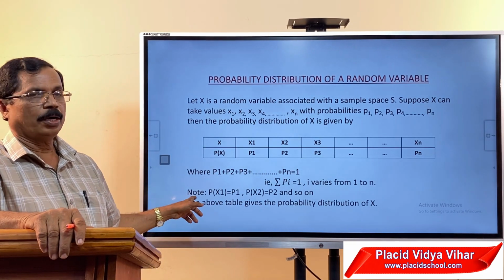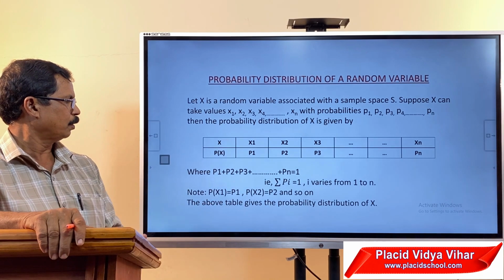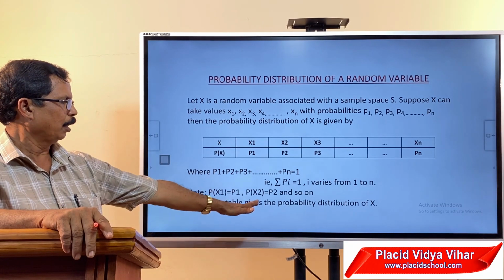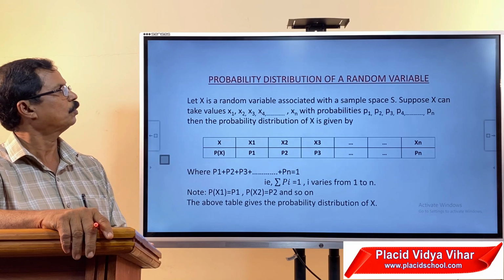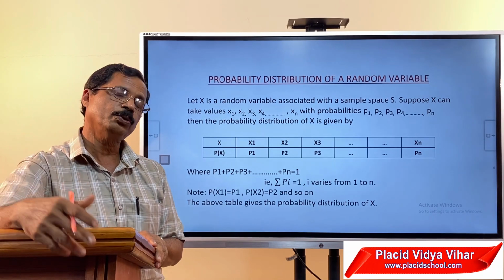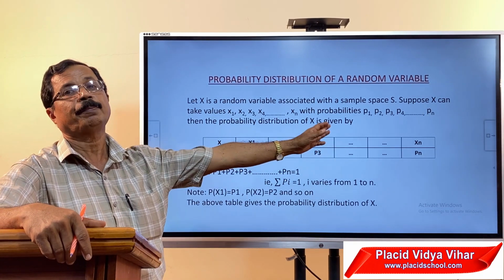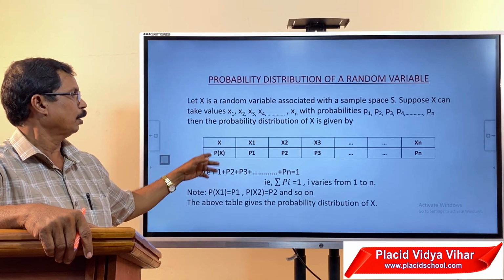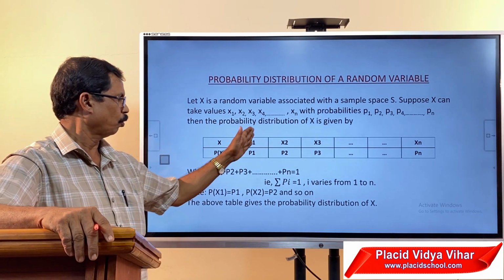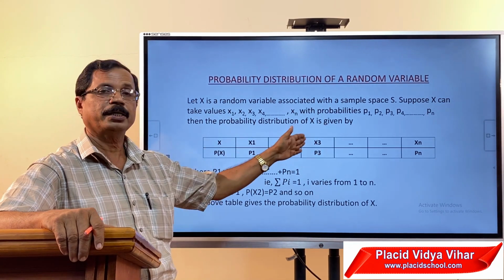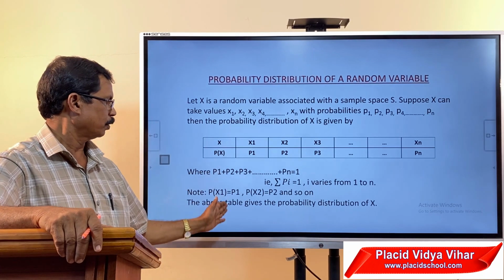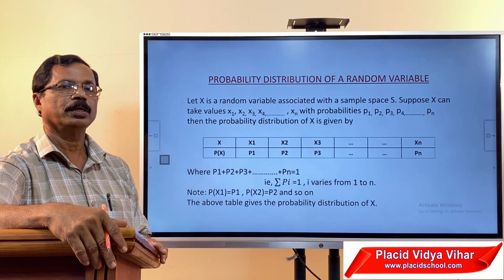Here you have to remember that the probability of x1 is p1, the probability of x2 is p2, and so on. The above table gives the probability distribution of X. So when they ask in the examination to write down the probability distribution, what you have to do? You prepare a table. In that table, on the left side, you write capital X and probability of x. Then in each column, you write the respective variable values and also the probability. That's all. Then check whether p1, p2, p3 up to pn is equal to 1.